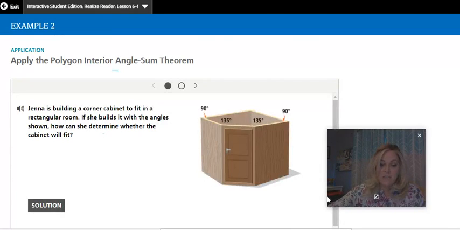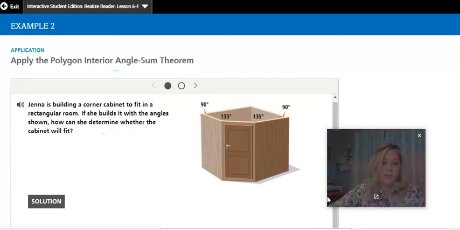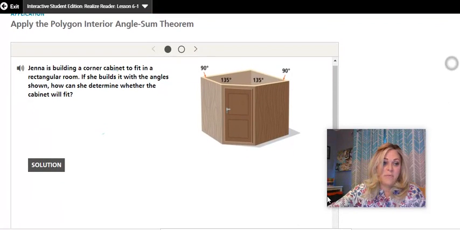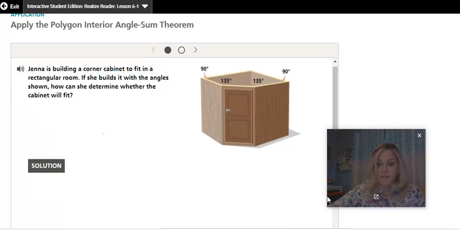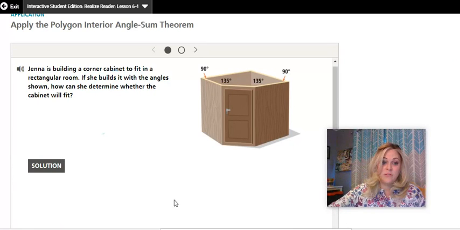Applying this, now we can do some actual calculations. It says Jenna is building a corner cabinet to fit in a rectangular room. So think of a rectangle. A rectangle has to have a 90-degree angle. So this corner right here has to be a 90-degree angle. So it says if she builds these angles as shown, will it fit?